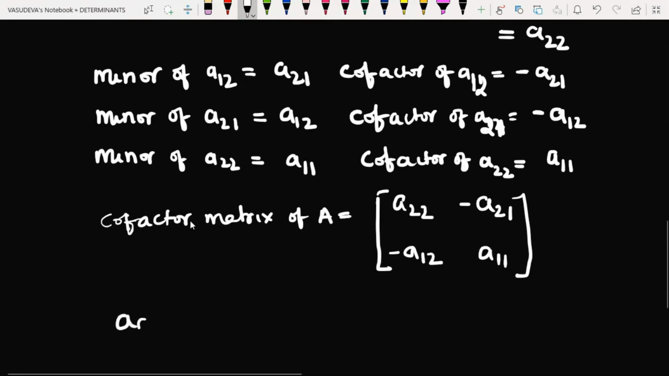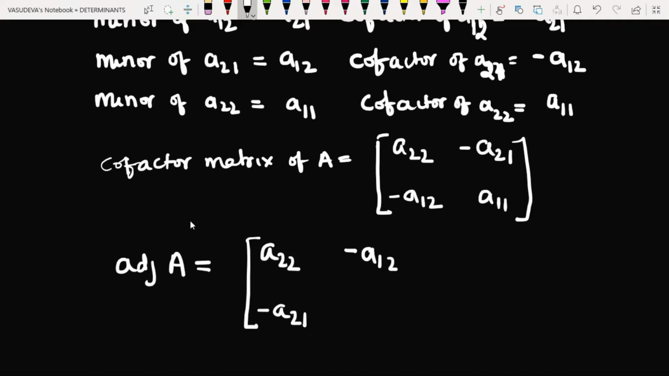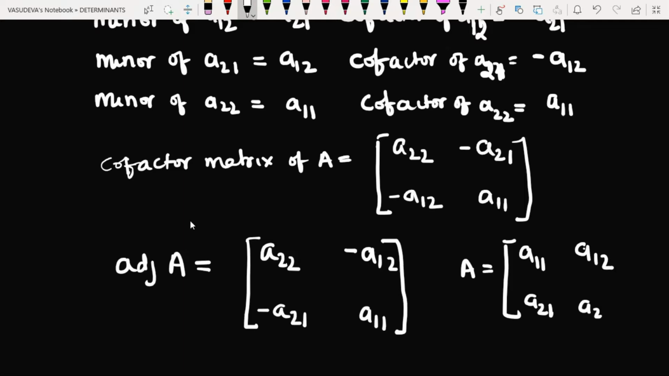We know that the adjoint of a matrix, denoted by adj A, is the transpose of the cofactor matrix. Therefore, you can write the transpose of this, changing the rows into columns: A22, minus A21, and minus A12, A11. This is the adjoint of the matrix. So what is the original matrix A? A11, A12, A21, A22.